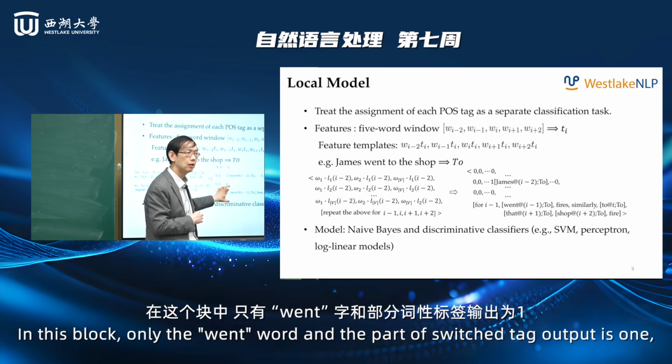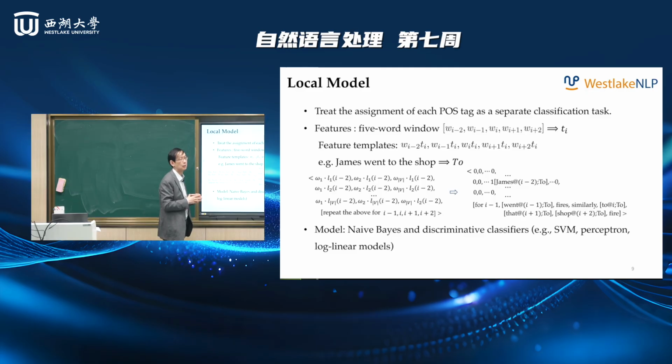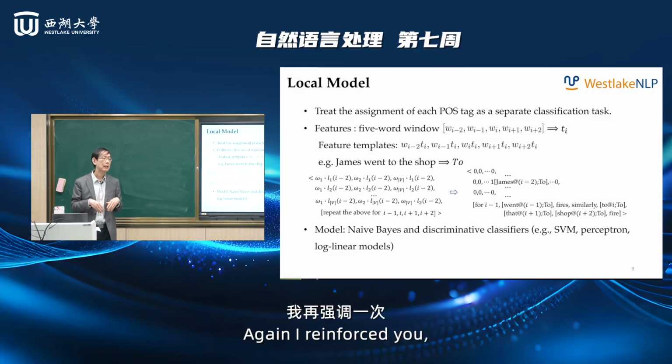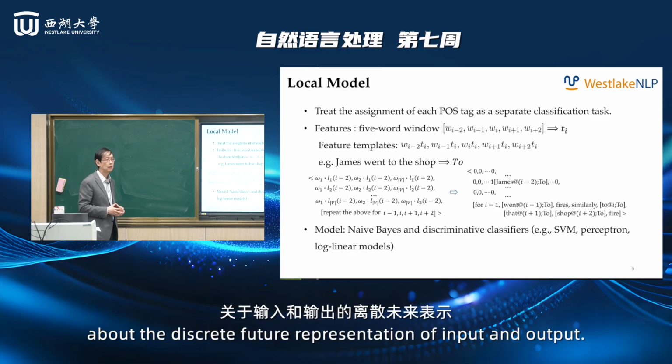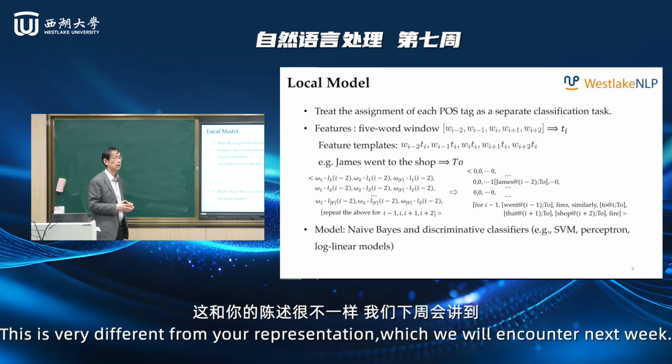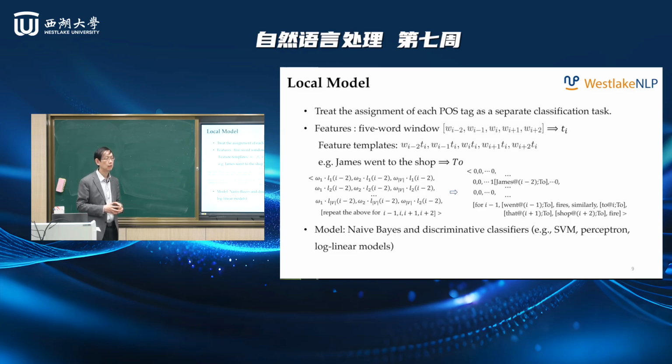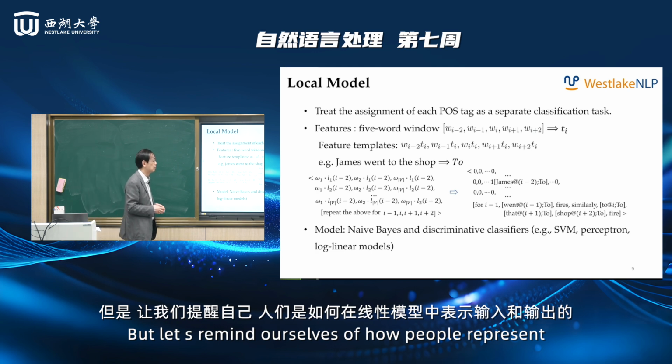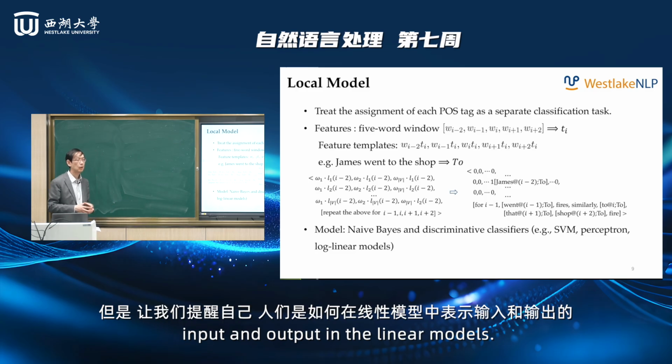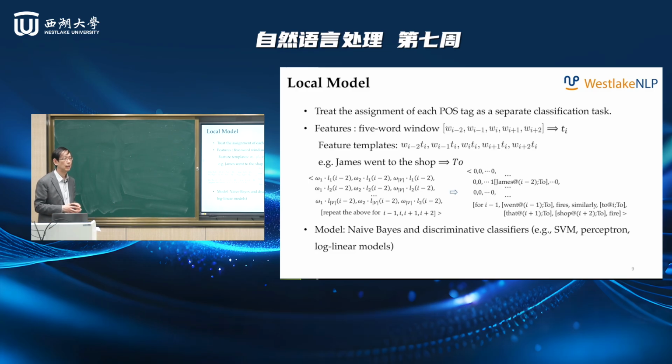Okay, in this block, only the "went" word and the part of speech tag output is 1, right? The remaining are zeros. So again, I reinforced you about the discrete feature representation of input and outputs, okay? This is very different from neural representation, which we will encounter next week. But let's remind ourselves of how people represent the input and output in the linear models, all right?